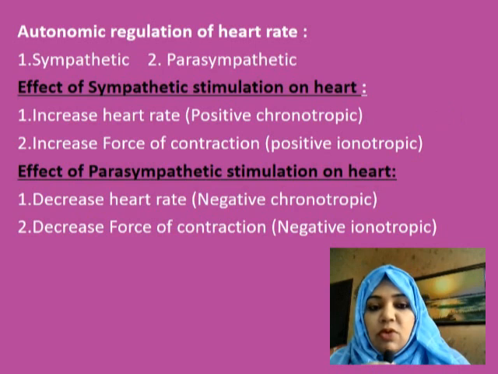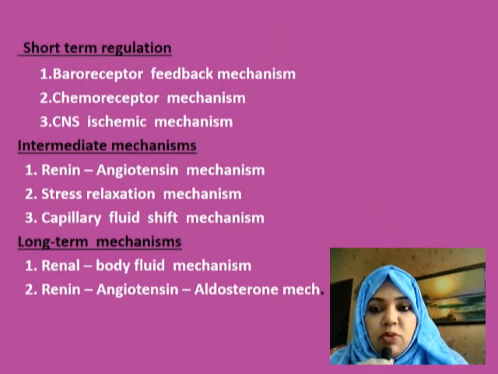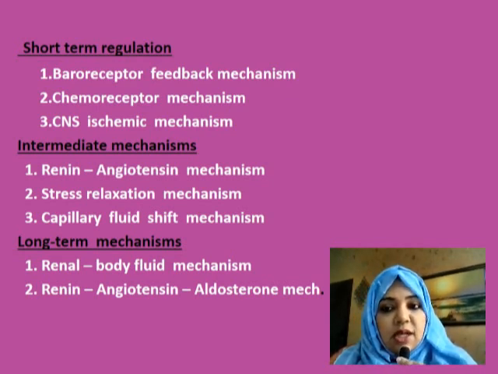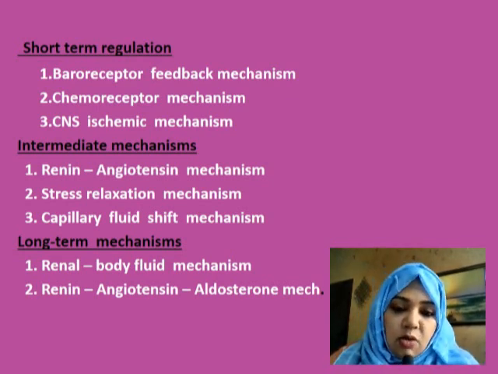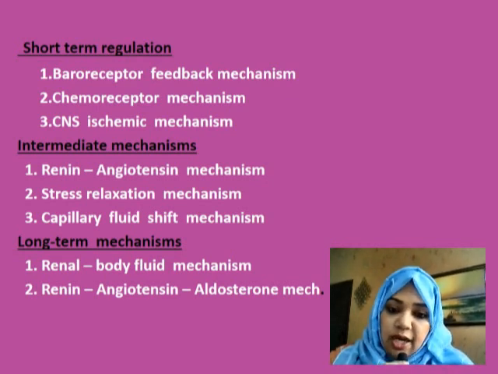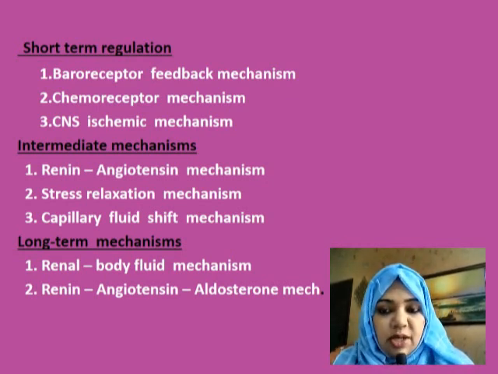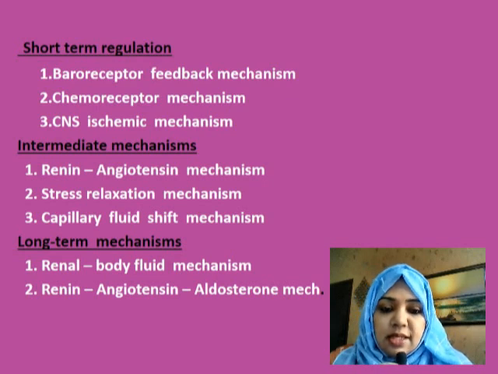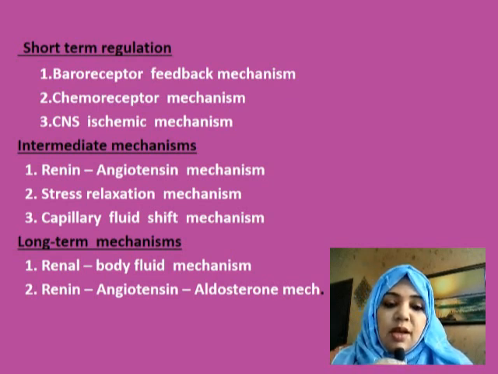Now let us go to our regulation. If you recall from the last video, we had three types of regulation. One was the short-term regulation, intermediate regulation, and long-term regulation. Today I am going to focus on the short-term regulation. There were three mechanisms. One is the baroreceptor feedback mechanism, the chemoreceptor mechanism, and the CNS ischemic mechanism.